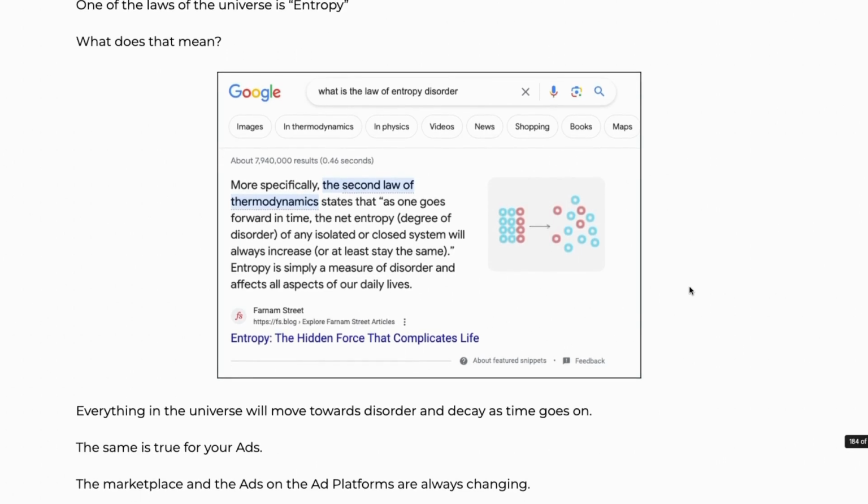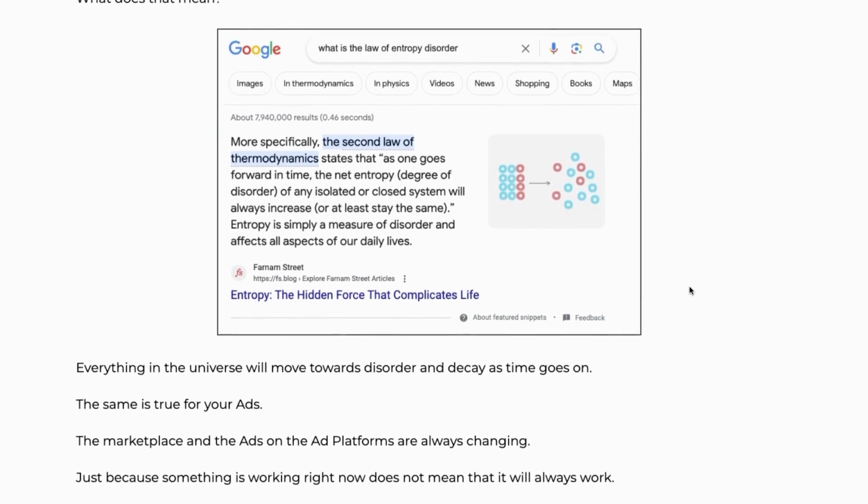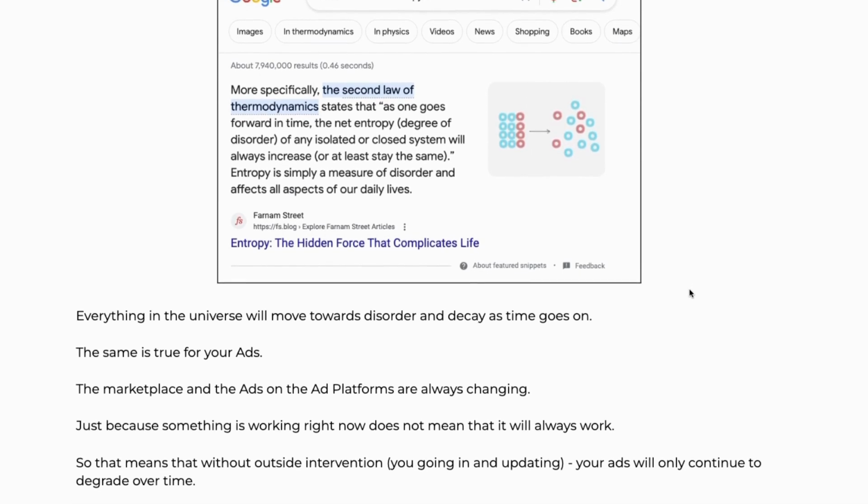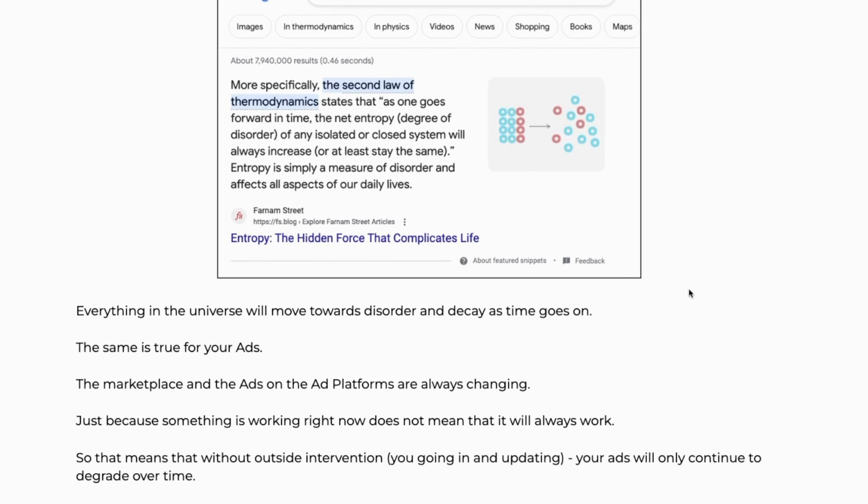Okay, so everything in the universe will move towards disorder and decay over time. And the same is also true for your ads. The marketplace in which your ads are actually running, the ad platforms, they themselves are always changing, right? There are different competitors coming on. People are getting more desensitized to certain messages. People are getting banner blindness to certain creatives. Everything is changing in that environment. And so therefore there's entropy taking place on your actual ads.